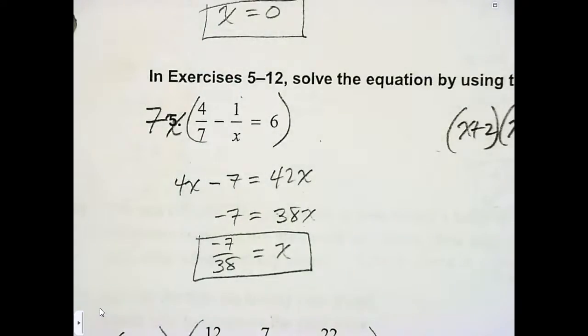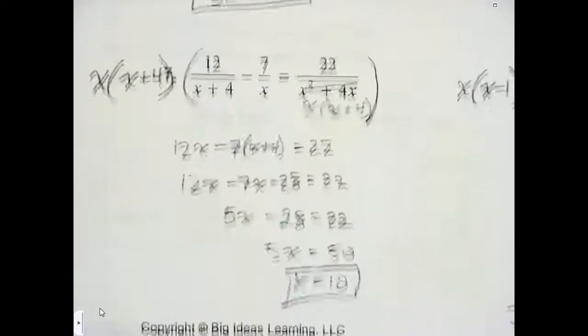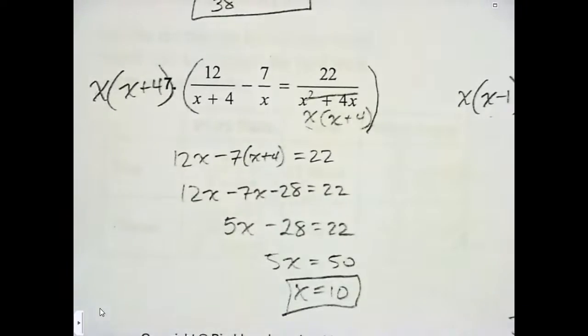Multiply by 7x, the common denominator. Okay, any questions on number 5? Number 7, multiply by x over x plus 4. You got to make sure you factor that back piece. Any questions on number 7?